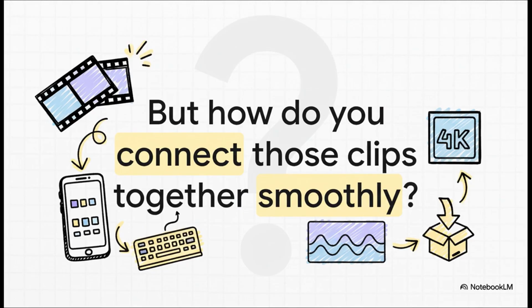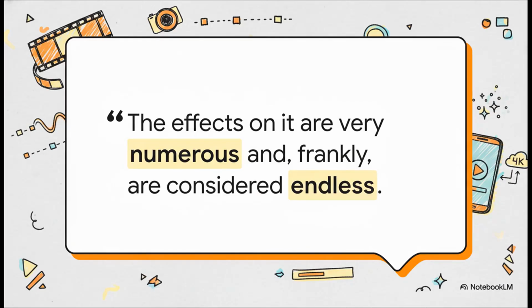All right, so your clips are on the timeline, but you know, a video isn't just a bunch of clips slapped together, right? It needs to flow. So the question is, how do you connect those clips together smoothly and make it look good? Well, according to El Babely, the answer lies in the transitions. And you can just tell he's excited when he talks about them. He says the effects are so numerous there, and I quote, frankly, are considered endless. That's a pretty big statement. It sounds like this is where the app really starts to open up and become a creative playground.